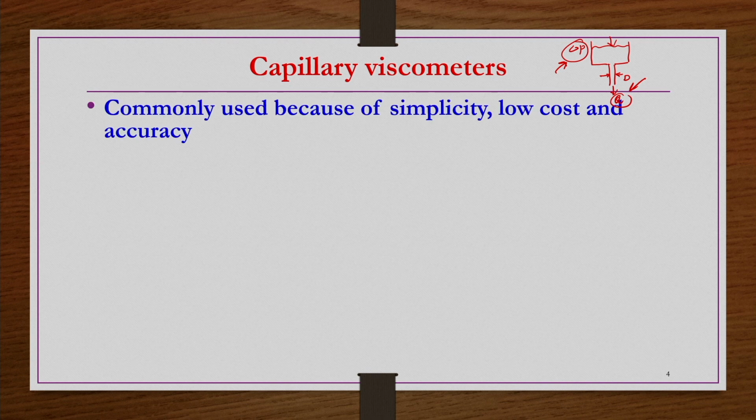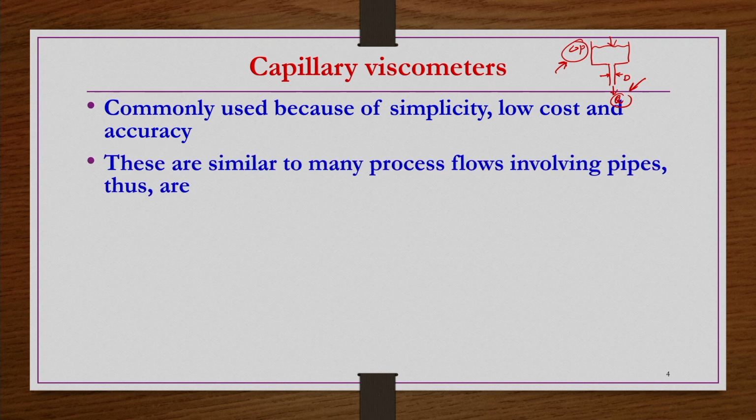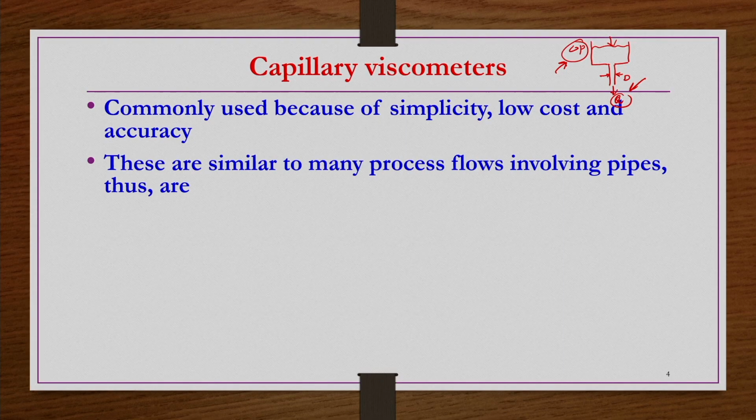Okay. So, these capillary viscometers are commonly used because of their simplicity, low cost and accuracy. And these are similar to many process flows involving pipes, because in general in industries we have a situation where materials are flowing through pipes, right. So, that has similar behavior to flow through a capillary. So, these capillary viscometers have similarity to many process flow situations involving pipes.